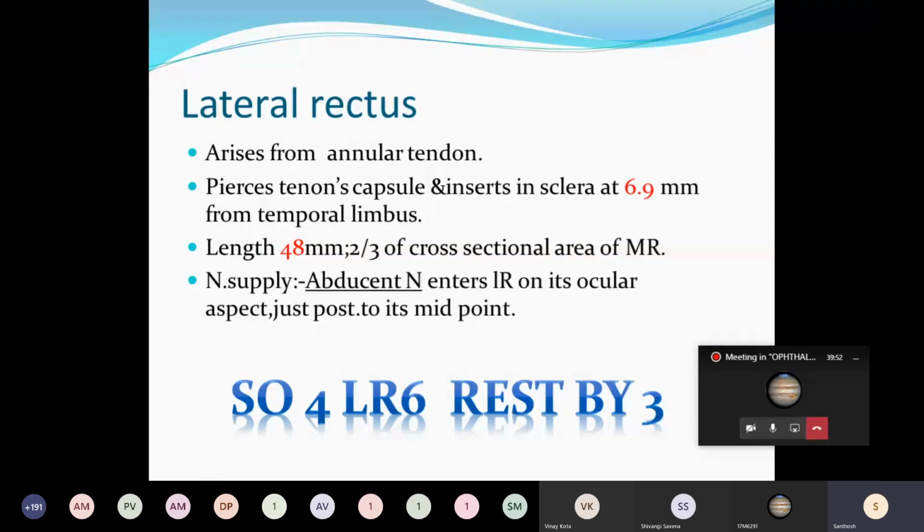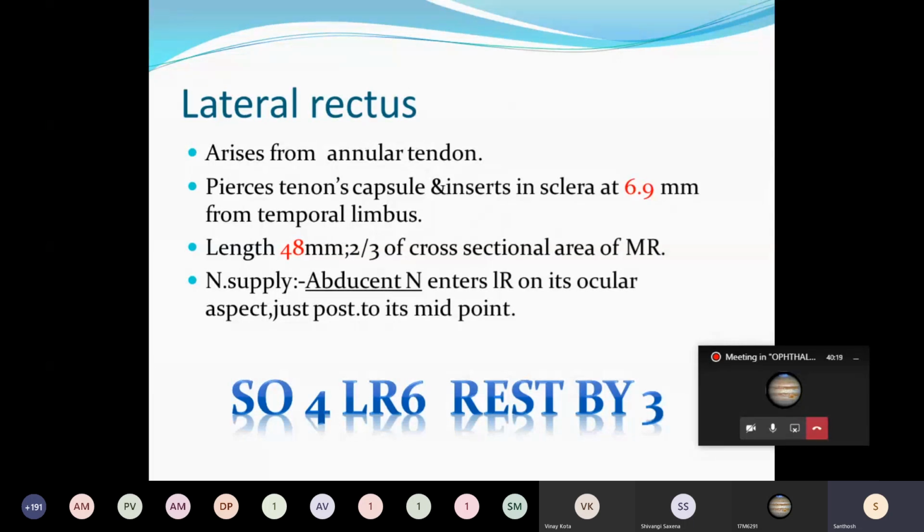So there is a mnemonic to remember the nerve supply of all these muscles. You can say SO4, LR6, rest by 3. It means that superior oblique is supplied by the fourth cranial nerve, trochlear nerve. The lateral rectus is supplied by the sixth cranial nerve, the abducens nerve. The rest of the muscles are supplied by the oculomotor nerve.